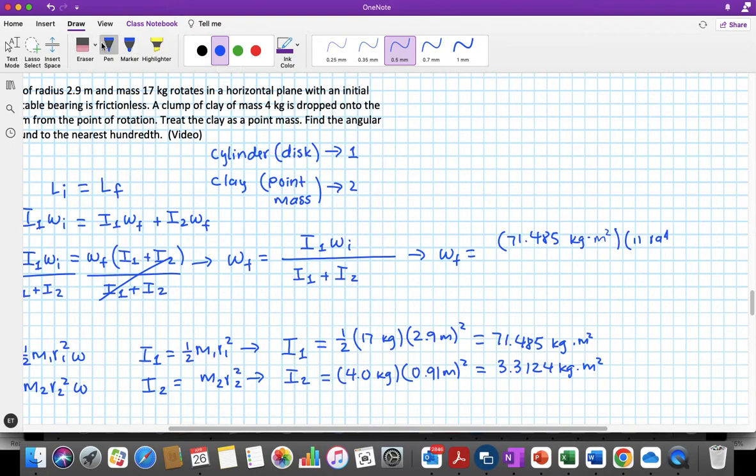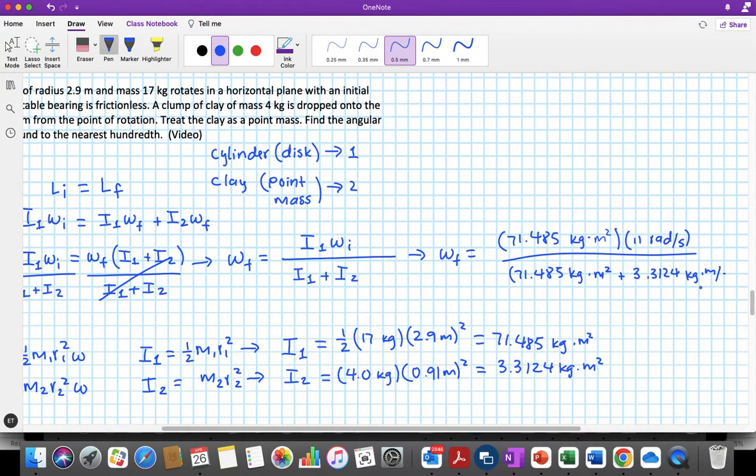Man, I'm on the very, very edge of my writing tablet. That's why it's doing these crazy things. Sorry. There you go. That was bad. Let's try that again. I guess. And now we have I1, which is 71.485 kilograms times meter squared plus moment of inertia 2, which is 3.3124 kilograms times meter, sorry, not meter per second, meter squared.